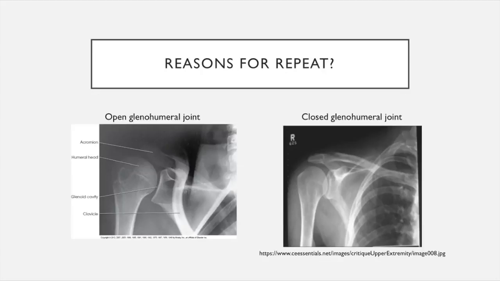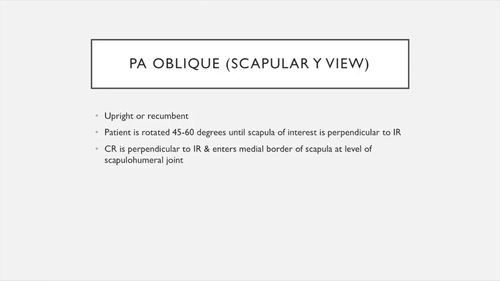And you have to be mindful that every patient body is different, and pathology could make everything more confusing, so you'll have to get more experience and know how to open up that glenohumeral joint. Now for the PA oblique projection, also known as the scapular Y view, you can have the patient upright or recumbent. The patient is going to be rotated about 45 to 60 degrees until the scapula of interest is perpendicular to the IR.